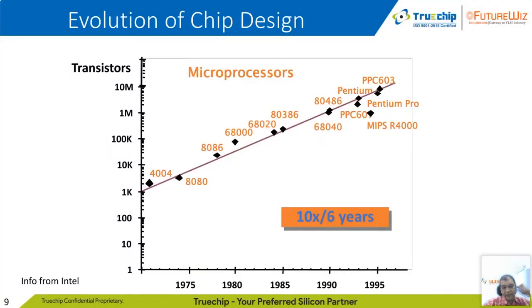Okay, here's a graph where we see the transistors on a chip with respect to years. Here you see that the Pentium processor, which was launched around the 90s, has between 1 million to 10 million transistors. At that time it was a very large chip. Nowadays, the SoCs of today are much, much more complex and bigger.